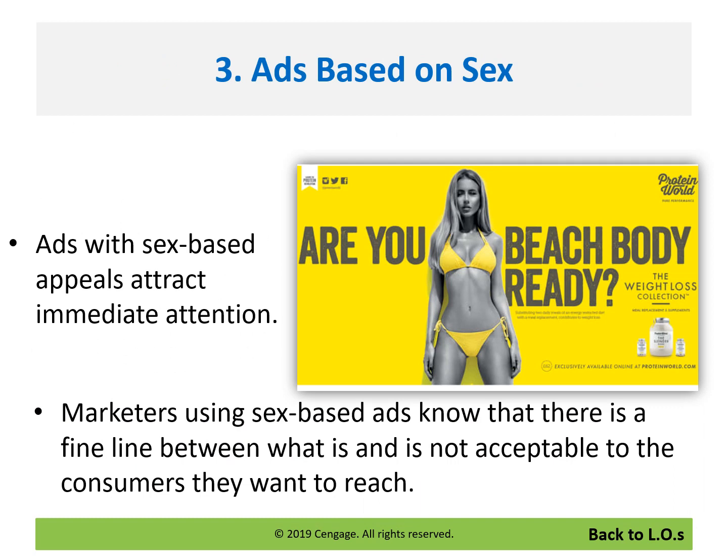Ads with sex-based appeals attract immediate attention, but marketers using sex-based ads know that there is a fine line between what is and is not acceptable to the consumers they want to reach.